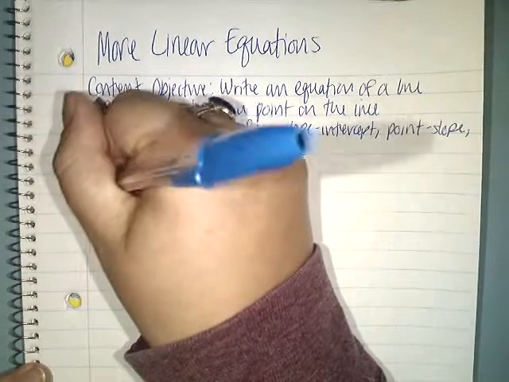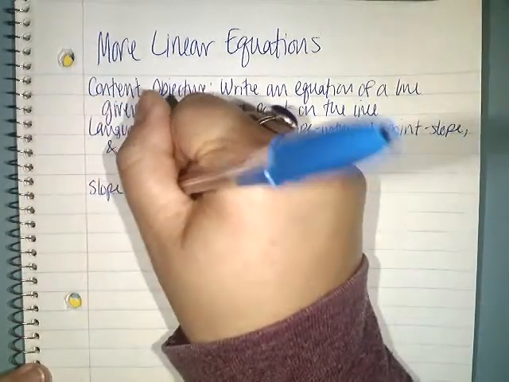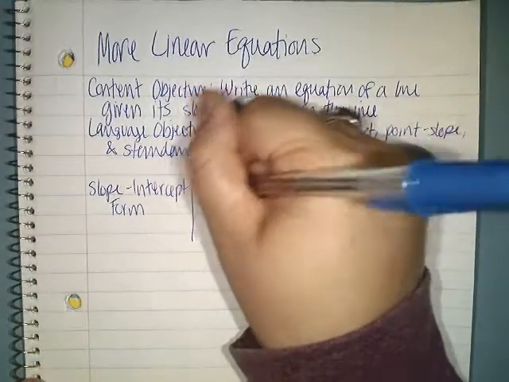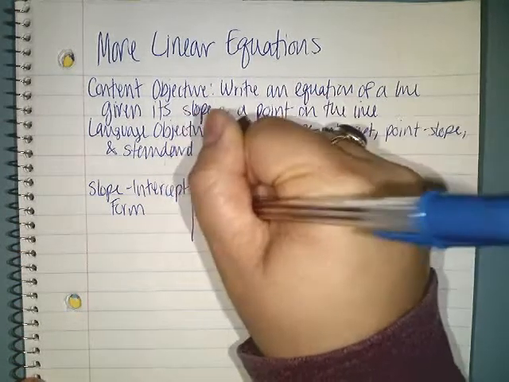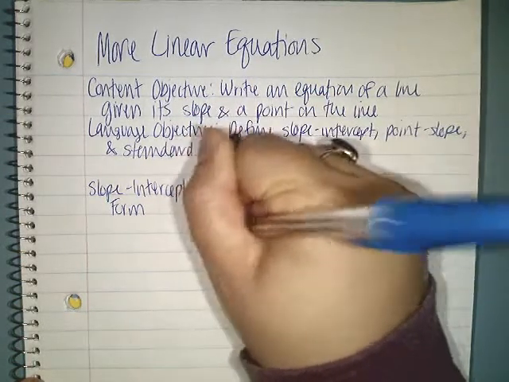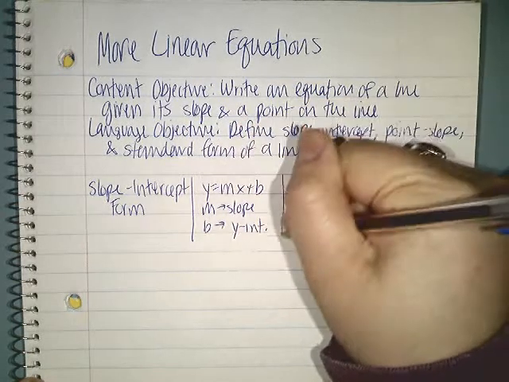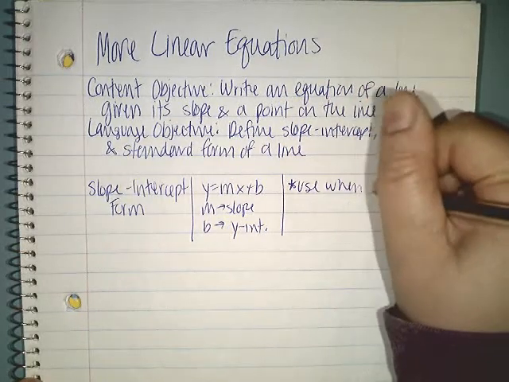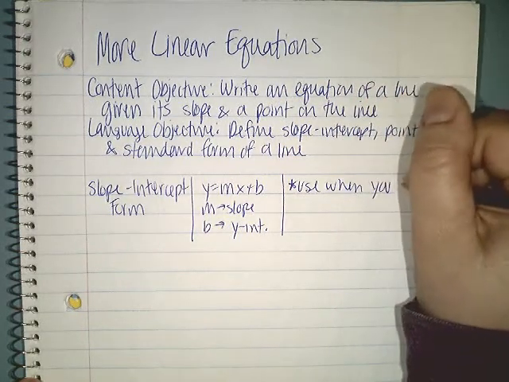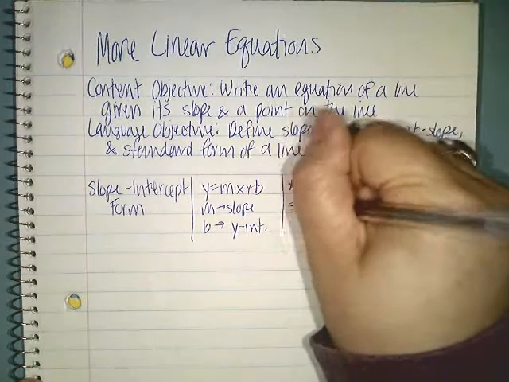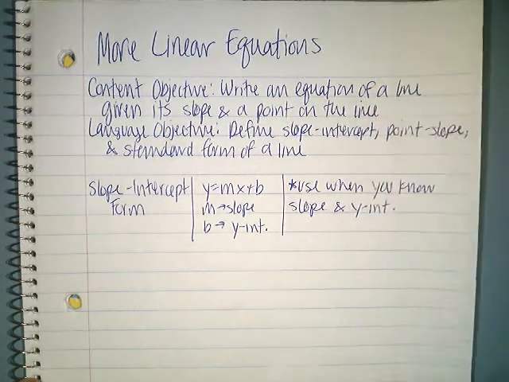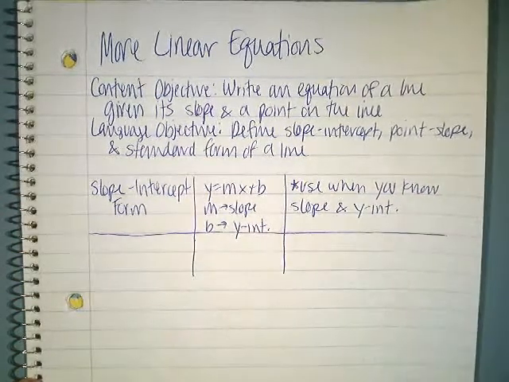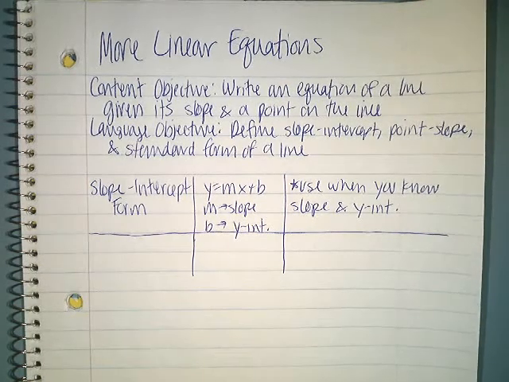So we're going to jump right in and start talking about the different forms that I just mentioned. Slope-intercept form we talked about yesterday. Just a quick refresher, it's y equals mx plus b. m is the slope, b is the y-intercept. And we definitely want to use this when we know the slope and the y-intercept. If we have the two bits of information we need, obviously we want to go with that form. It's probably the one you're most familiar and comfortable with, but there are other types as well.